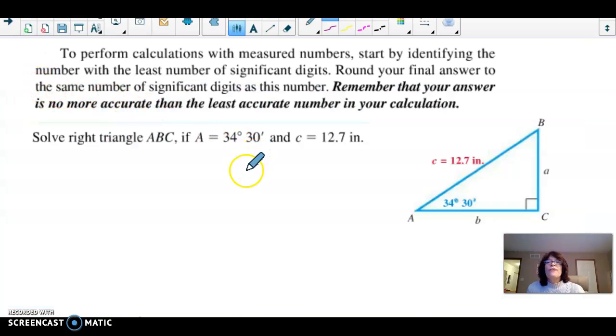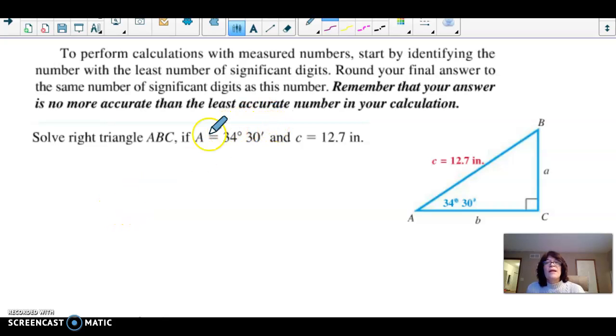All right. So to perform calculations with measured numbers, start by identifying the number with the least number of significant digits. Your final answer is going to have the same number of significant digits as this number. Your answer is no more accurate than the least accurate number given to you or in your calculations. Okay, does that make sense?